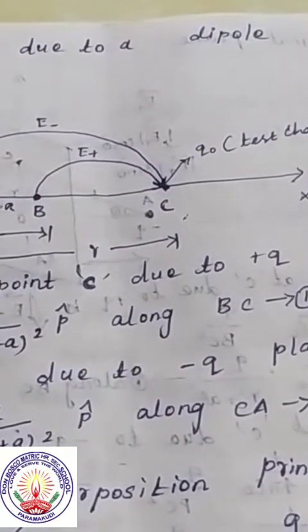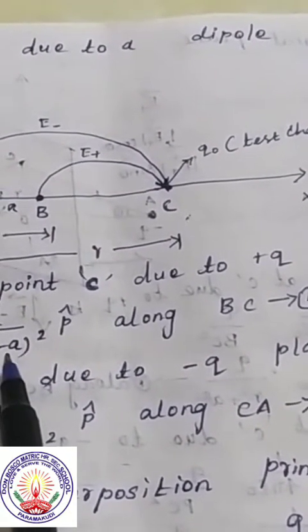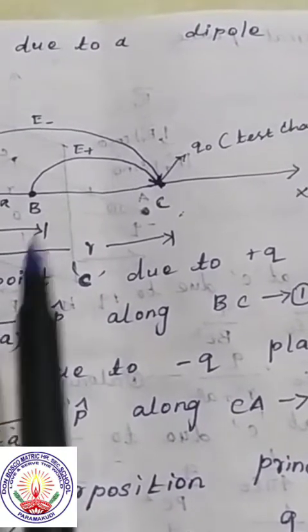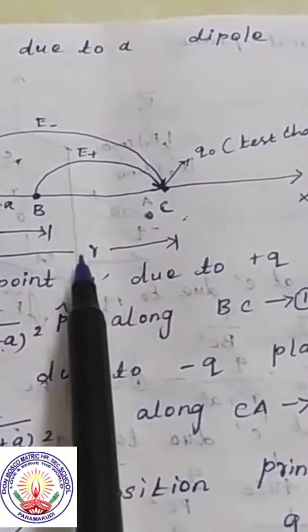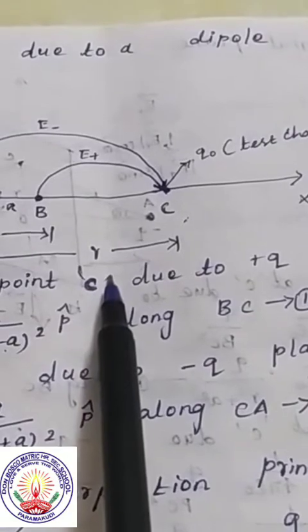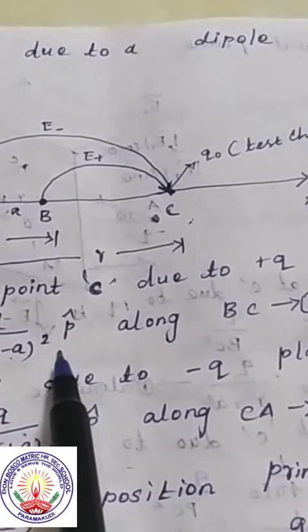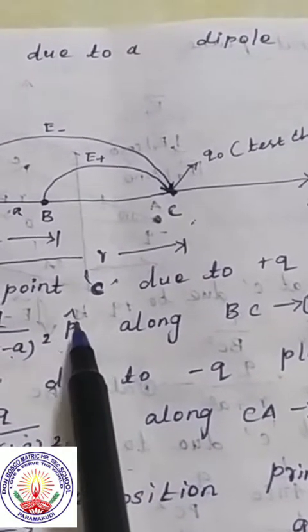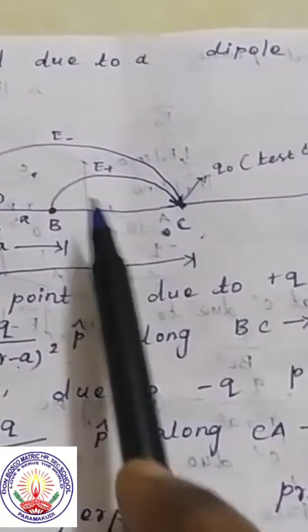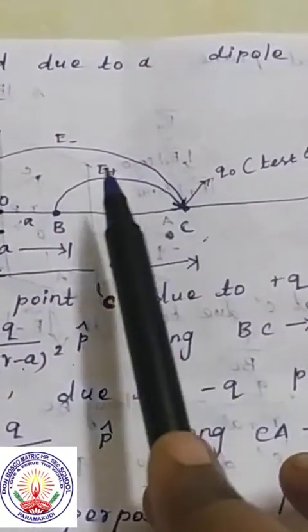1 by 4 pi epsilon naught into Q by R square. So R means distance. So the distance between P and C is R minus A. So Q by (R minus A) the whole square into the dipole moment P cap along the line PC. First we have to take this line.